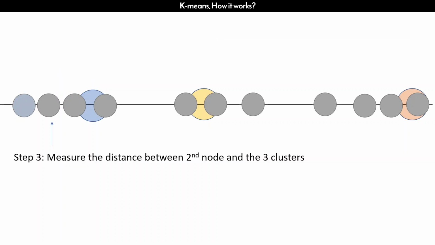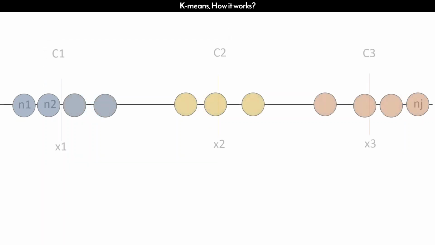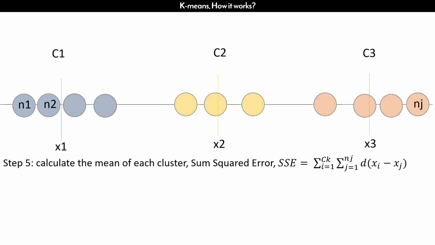Then we measure the distance between the second node and the 3 clusters. It's a repetitive step that repeats until the last node. In this particular case, you can see that distance 1 is less than distance 2 and distance 3, and therefore the second node should be assigned to the first cluster, not the second or the third, because of the Euclidean distance. We repeat step 4, assigning the point to the nearest cluster, for every single node.